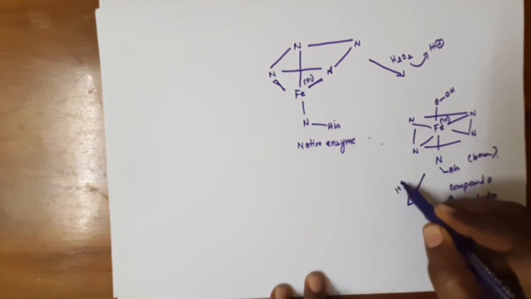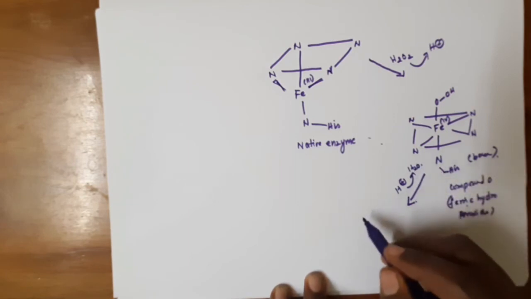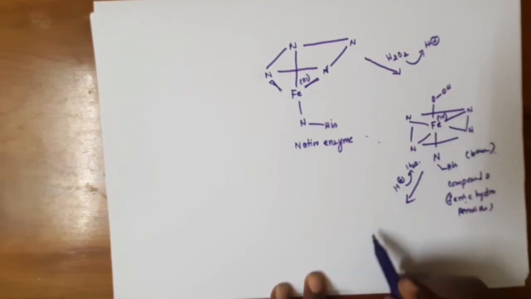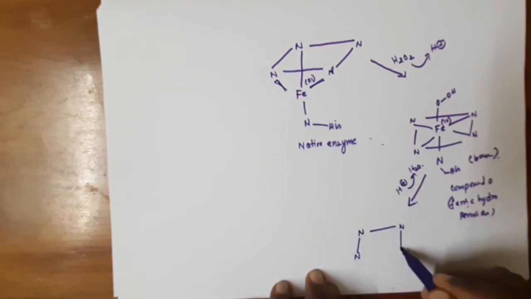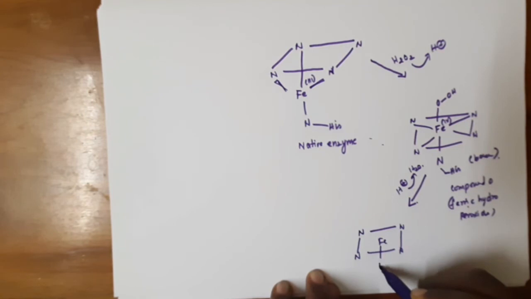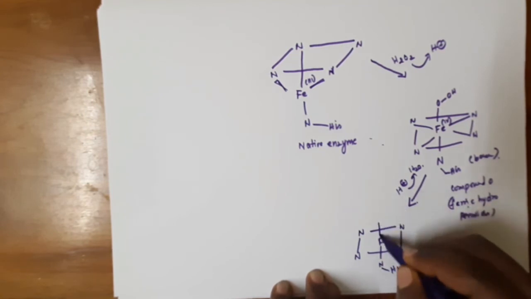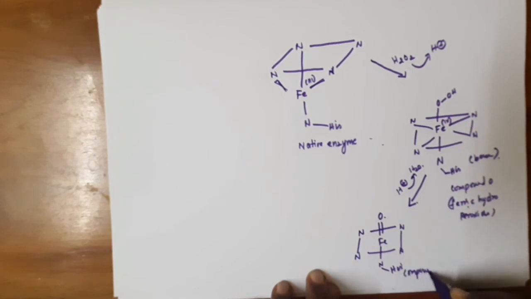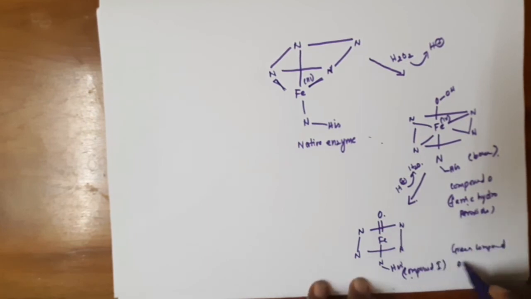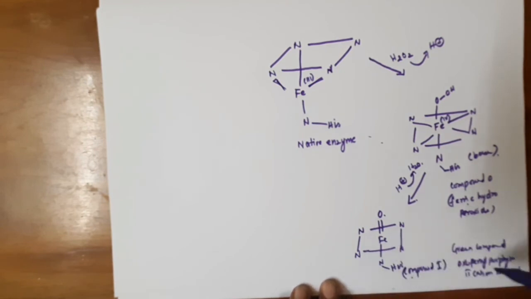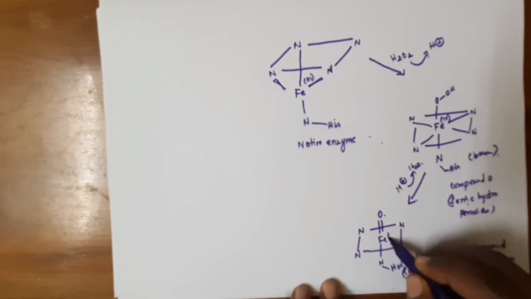After this, it gives water with the release of the proton by the histidine unit, which is compound 1. It's an intermediate which is a green color compound named oxoferryl porphyrin pi cation radical. So it is a green color compound called oxoferryl porphyrin pi cation radical, which is in the +4 state again.